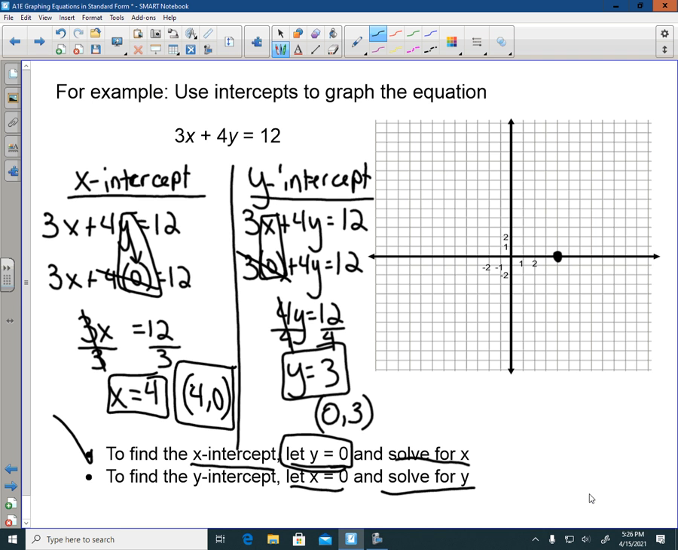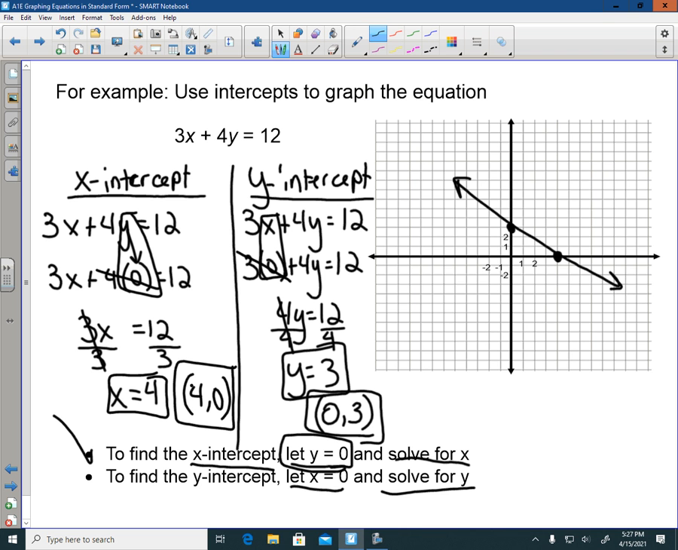So we can plot that on the graph. 0, because it doesn't go anywhere left or right, but it goes up 3. 1, 2, 3, and there you go. And now you can connect these with a line. And that is done. So when you have an equation in standard form, you can use the idea of finding intercepts by dropping a 0 in for x and then solving for y, and then dropping a 0 in for y and solving for x, finding those intercepts, and then graphing them. It's a pretty clever little technique, if you ask me.